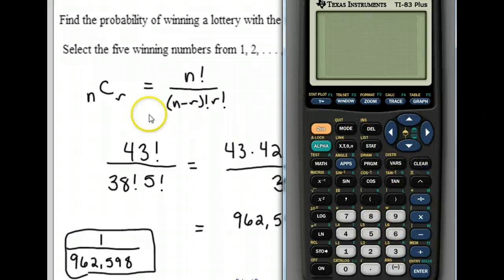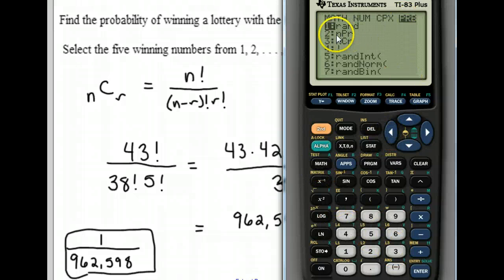Oops. You need to put your number in first. So 43, that's our n. Then math, PRB, nCr is option 3.